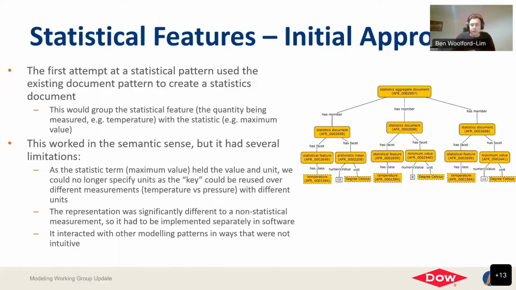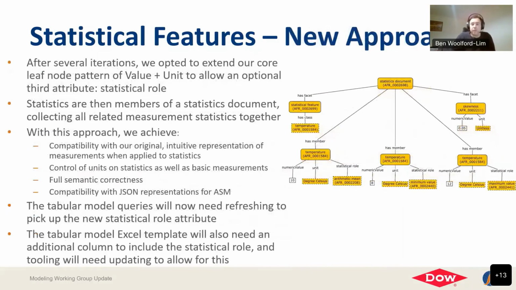So I think the example we had was a chord modulus, where you have to specify at a certain strain. We had a pattern to represent that, but when you then combine that with a statistic, it became confusing as to which approach you might use. So we tried this as an initial approach. We found that this didn't work in the earlier version of those models. So as a result, we've refreshed it.